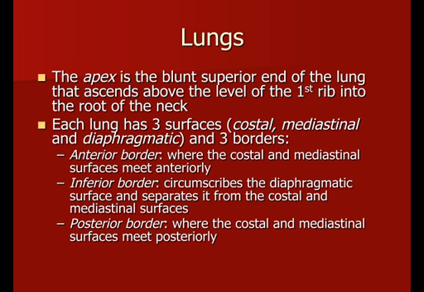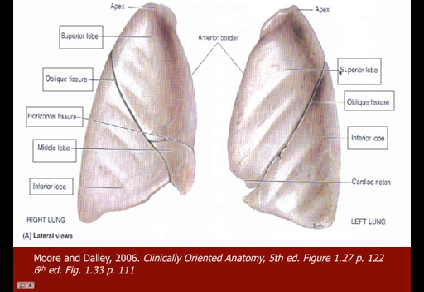Each lung has 3 surfaces, costal, mediastinal, and diaphragmatic, right? Obviously that tells you where they are. And 3 borders, an anterior, an inferior, and a posterior border. Okay, so here is your apex. This is your left lung, right? Notice 2 lobes, superior and inferior, and the right has 3 lobes, a superior, a middle, and an inferior lobe. They have fissures, which are just these lines that separate the lobes. So on the right, you have a horizontal fissure and an oblique, and on the left, you just have the oblique fissure, okay? Here is that cardiac notch for the apex of the heart.